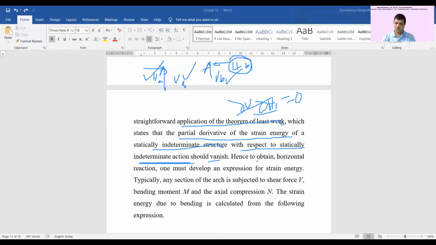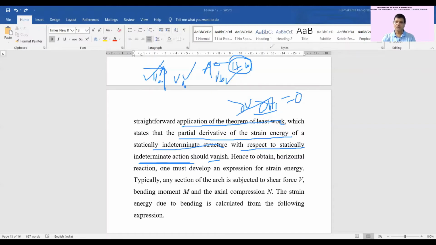Hence, to obtain the horizontal reaction, one must develop an expression for the strain energy. Typically, any section of the arch is subjected to shear force V, that is the reaction V, bending moment M, and axial compression N. The strain energy due to bending is calculated from the following expression.